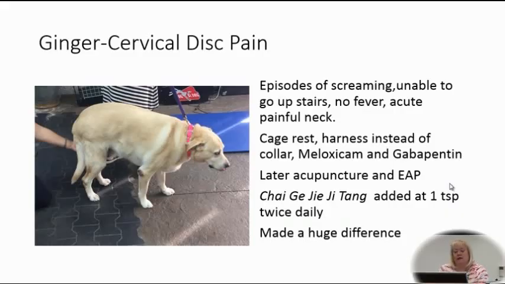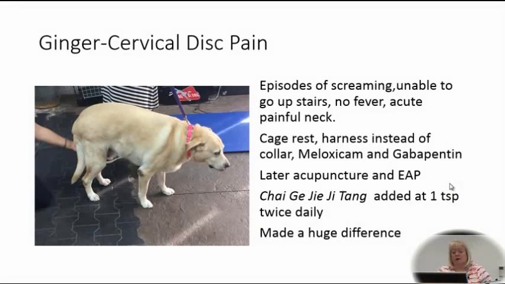But Ginger came up with episodes of screaming. She was unable to go upstairs. She didn't have a fever, but she had a very painful neck. So she was walking with her head down, low head carriage, and really couldn't move her head from side to side. The owner cage rested her, and she had a harness instead of a collar. She was put on meloxicam and gabapentin, and that wasn't working very well.